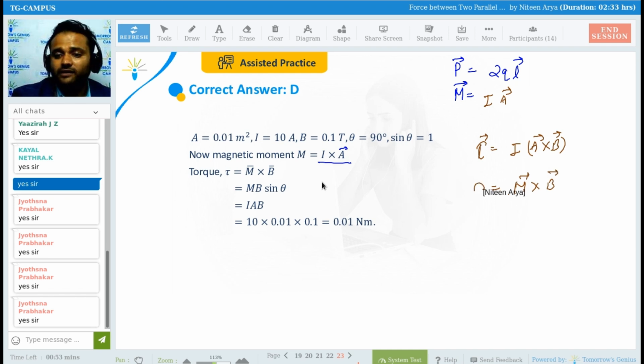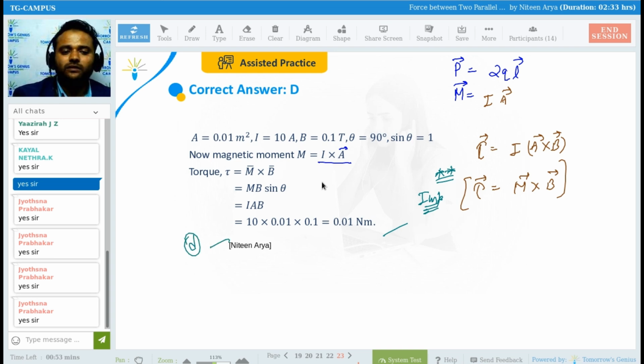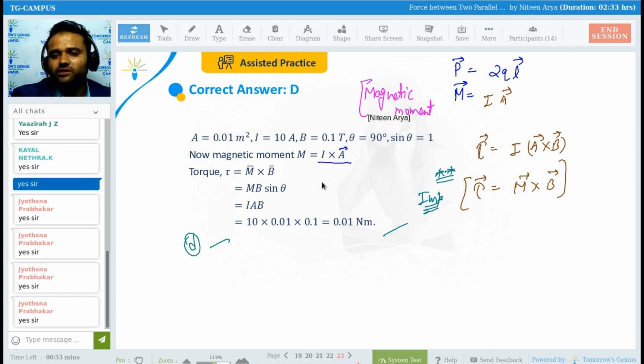And that is a famous relation also, in the coming slide we are going to talk about this. Clear? You can take it down: M is what? Magnetic moment. This is important. We need to discuss that in the next part.